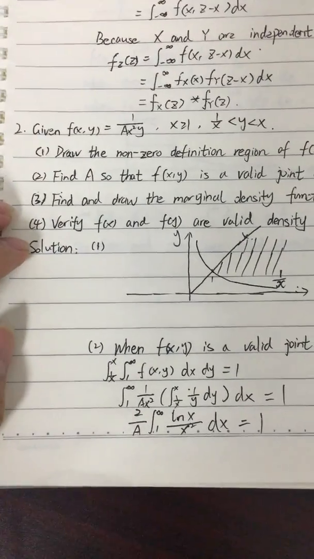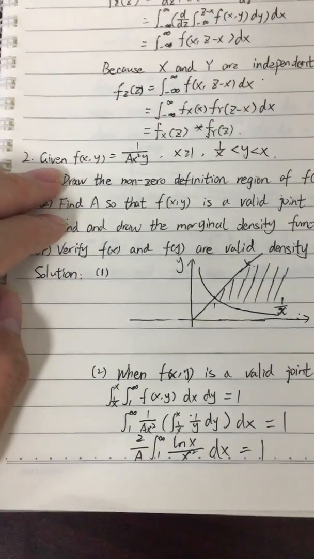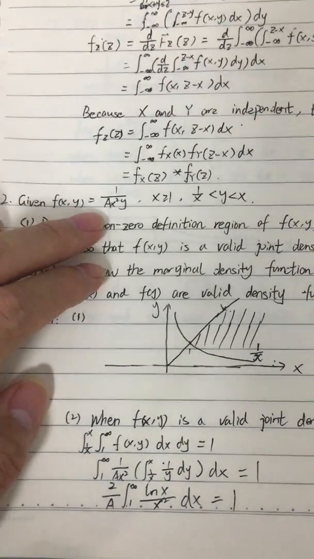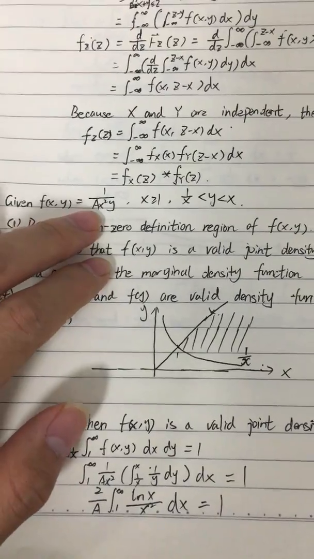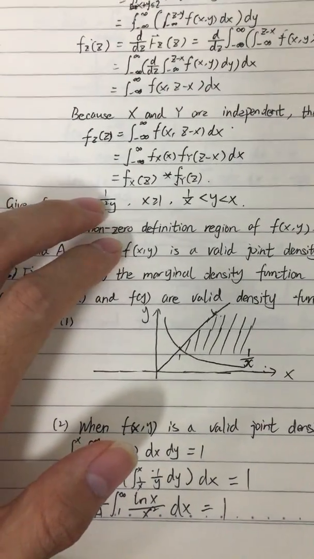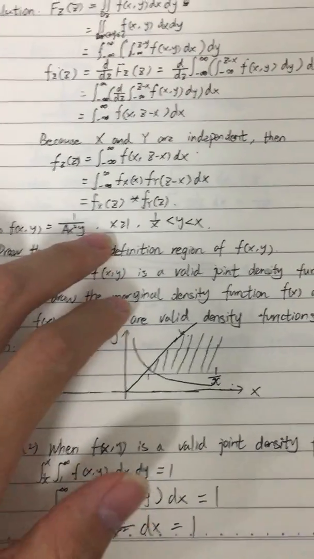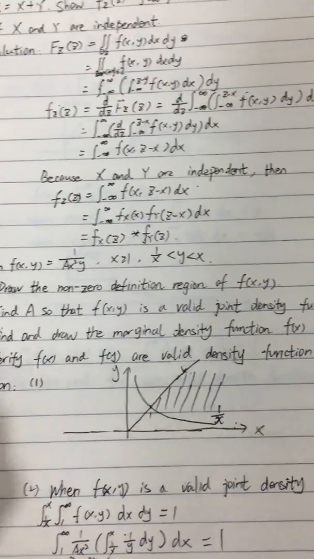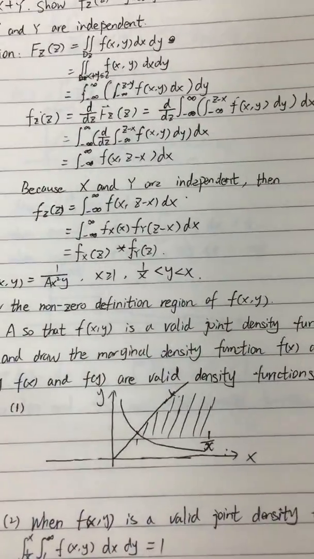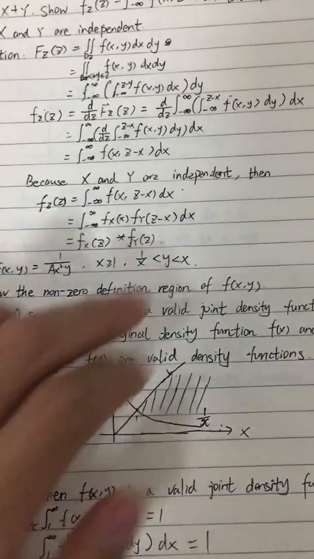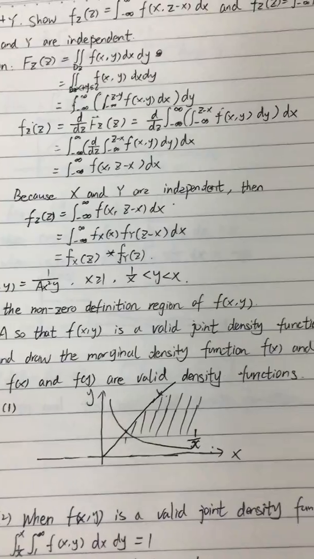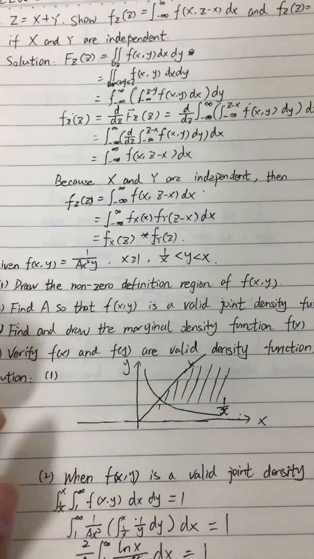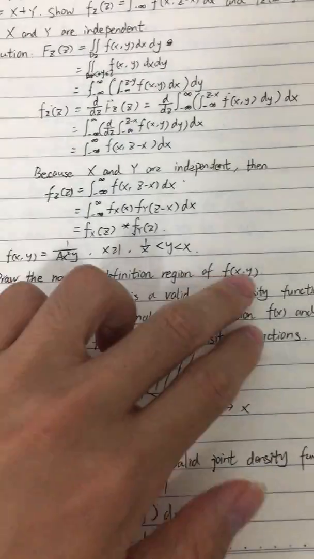Okay, let's see the second question of homework 5. Given f, the function of x, y, is equal to a x squared y when x is bigger than or equal to 1, and 1 on x is smaller than y and smaller than x. The first part is to draw the non-zero definition region of f(x,y).